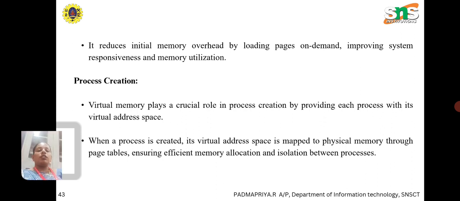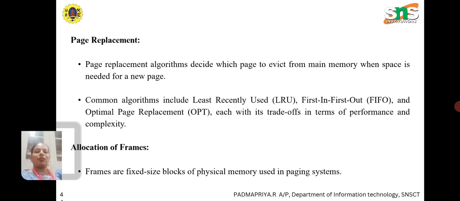Process creation. Virtual memory plays a crucial role in process creation by providing each process with its own virtual address space. When a process is created, its virtual address space is mapped into physical memory through page tables, ensuring efficient memory allocation and isolation between processes.